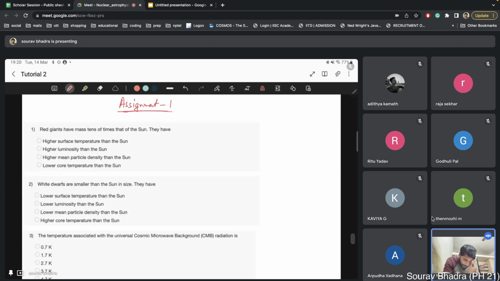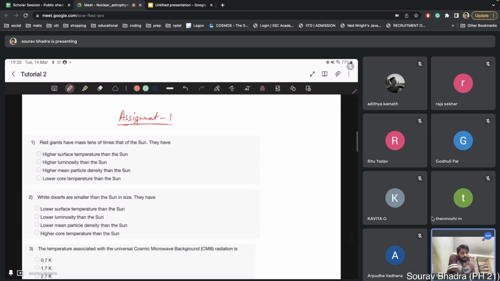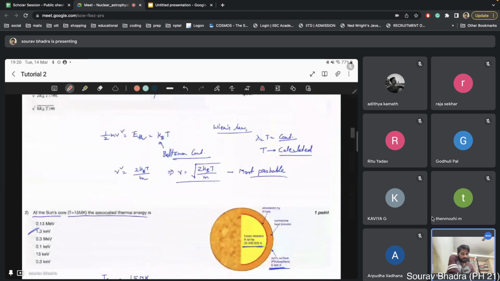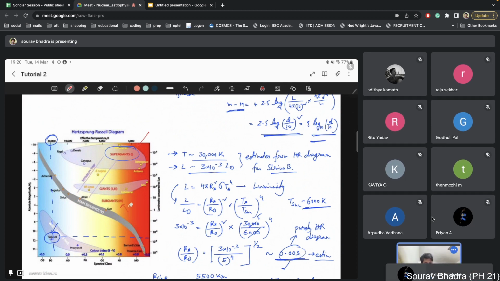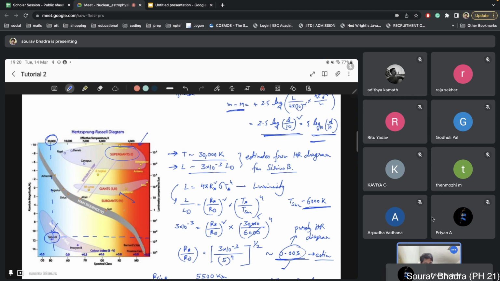The first question of assignment 1 was: red giants have mass tens of times that of the sun. As I told you many times, go to the HR diagram. These are the supergiants, red giants. Many types of giants are there depending on the mass: subgiant, giant, supergiant, whatever it may be, it is above the main sequence. This is the main sequence. And similarly, the white dwarf, which I also calculated at first, is below the main sequence.